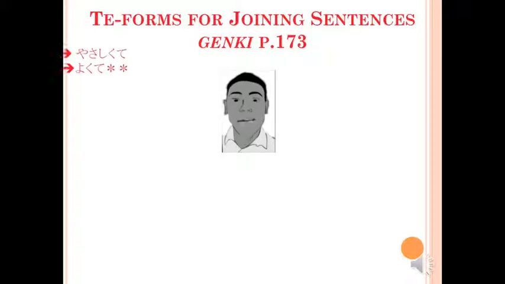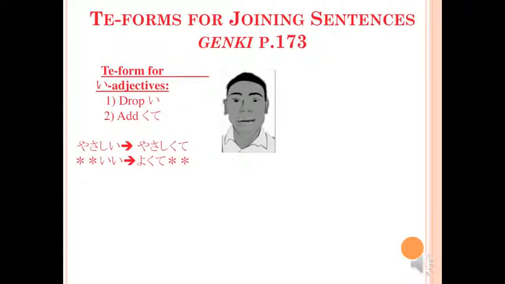The te form of e-adjectives is formed by dropping the e from our e-adjective and substituting it with kute. So, the te form of yasashi, for example, would be yasashikute.